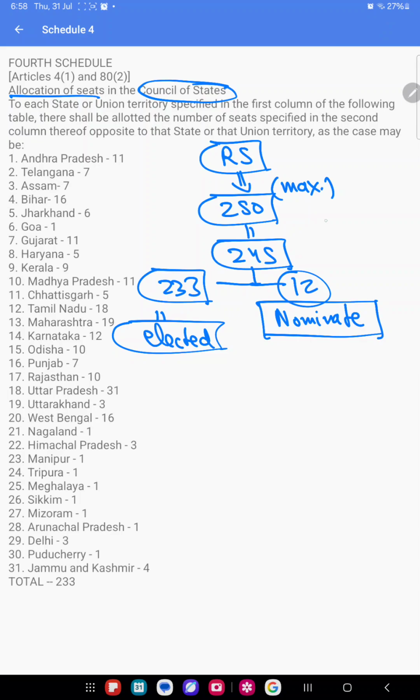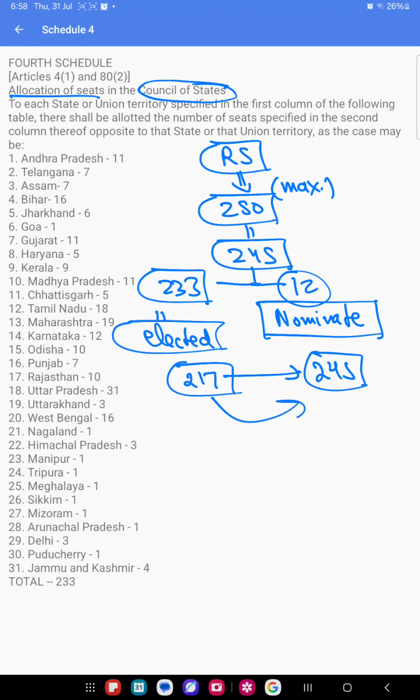Originally, the number of seats in the Rajya Sabha was 217, while with time this has increased to 245 today, in response to new states being formed, territories being reorganized and population changes, that is population increase, and because of that seats in Rajya Sabha have also increased over time.